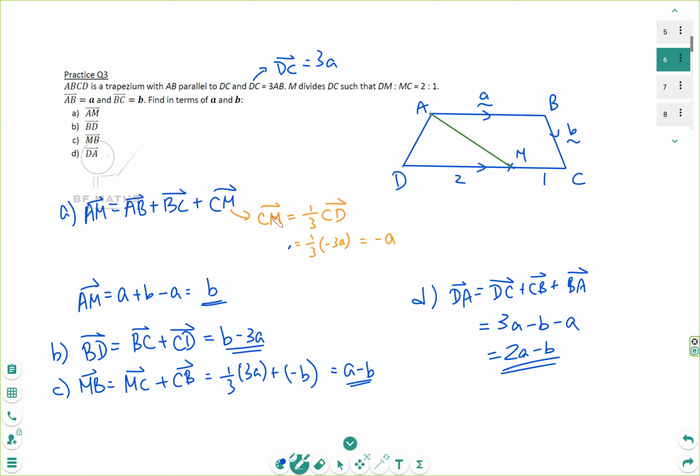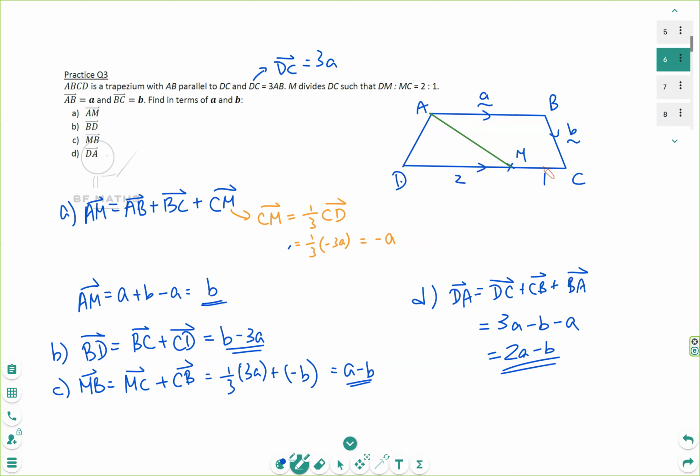Now, note the direction of the letters in here. C to M is a third of C to D, not DC, because C to M is going to the left. Think of it as going in the left direction. So therefore, it's a third of CD in the left direction as well. So CD is negative 3A, because we know DC is 3AB. So DC is 3A, so CD is negative 3A. A third times negative 3A is negative A. And so AM equals AB, which is A, plus BC, which is B, minus A, which is just B.